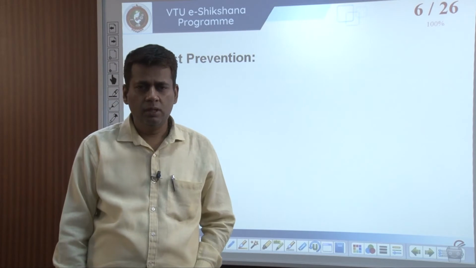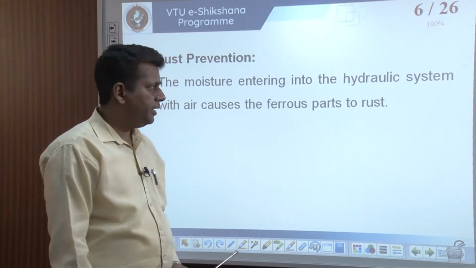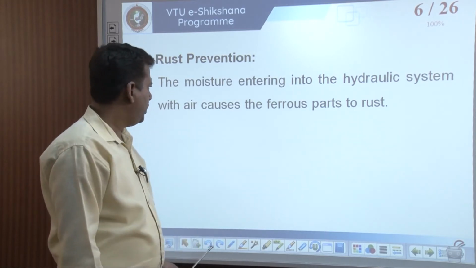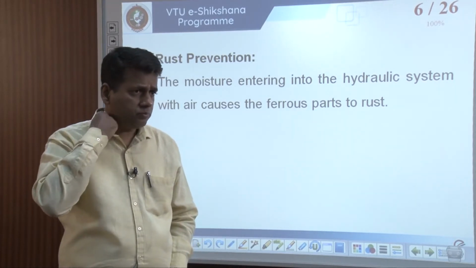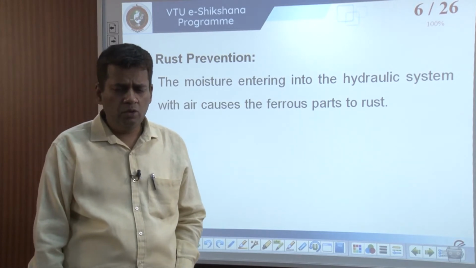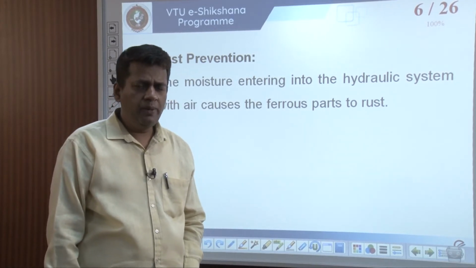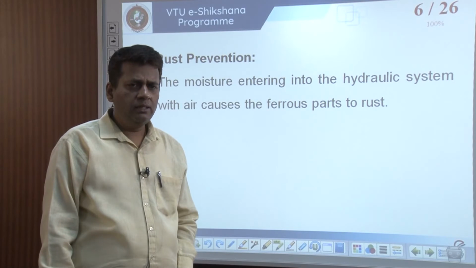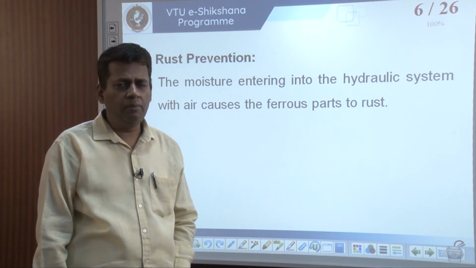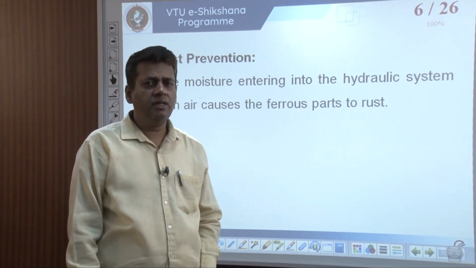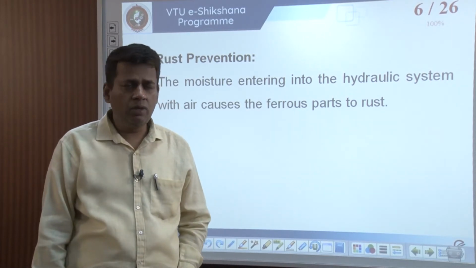Rust prevention. So, the next important property is rust prevention. The moisture entering into the hydraulic system with air causes the ferrous parts to rust. So, rust is a universal phenomenon. Wherever there is a metallic surface exposed to moisture or the atmosphere, it absorbs moisture and the oxygen present in the atmosphere, then metallic oxides are formed, which results in mechanical degradation of the surfaces. The same scenario is available to hydraulic systems.